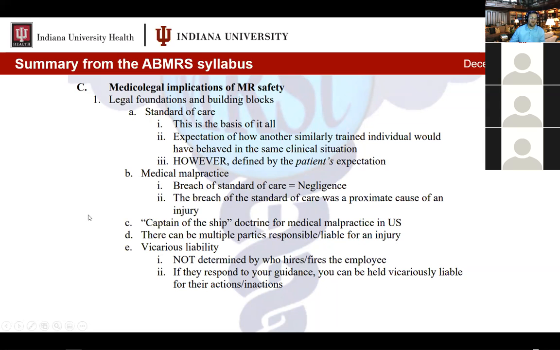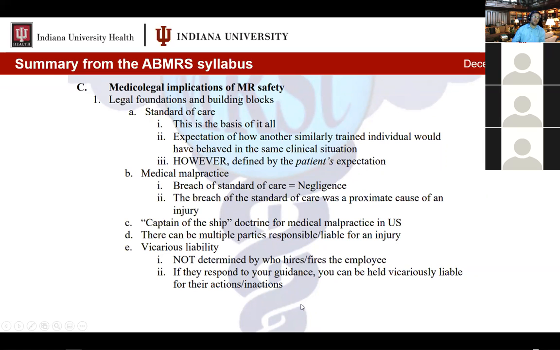Again, as I mentioned, I couldn't find examples of allied health professionals being personally responsible. They were always held liable under the umbrella of the organization that employed them. And then they want you to be familiar with vicarious liability. Again, very similar, if not equal to captain of the ship doctrine. It's not determined by who hires or fires the employee, though. Think of the captain of the ship doctrine where the surgeon is in the surgery suite directing folks in lieu of their actions, even though those folks may not report directly to them. If they respond to your guidance, you can be held vicariously liable for their actions and inactions.